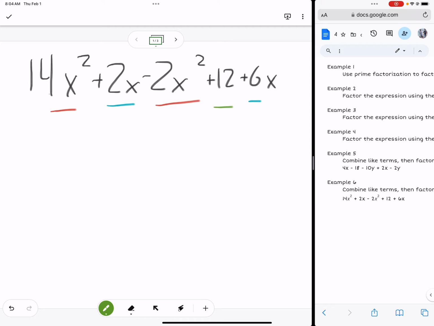How are those all like terms? So what's in red are like terms. What's in blue are like terms, and the green is by itself. The one with the fancier x is green.